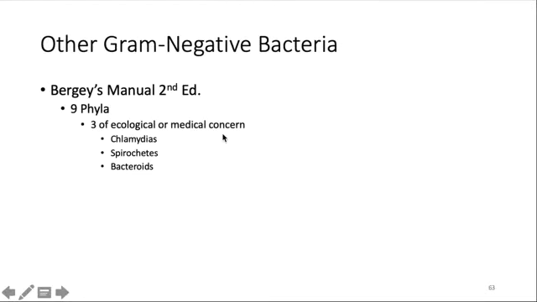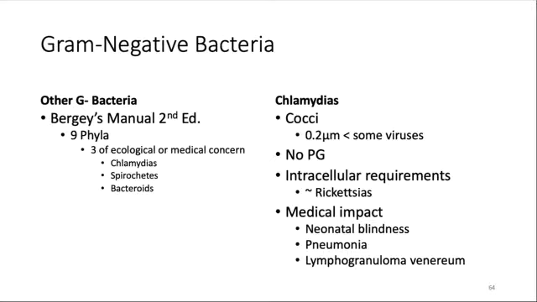Then there are other groups of bacteria that are of ecological or medical importance. So there are other different phyla, but we'll just look at the three groups that are of medical or ecological importance. So chlamydias is one group. They are cocci. They are very small in size, 0.2 micrometer, smaller than some viruses. They do not have peptidoglycan. They are intracellular, so just like rickettsia, they are obligate parasites that have to live within cells.